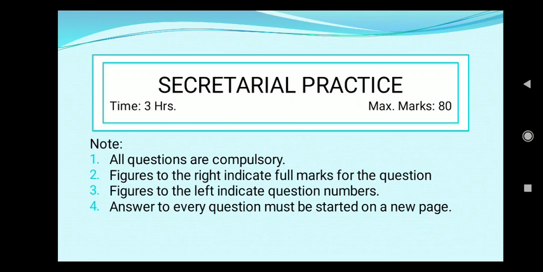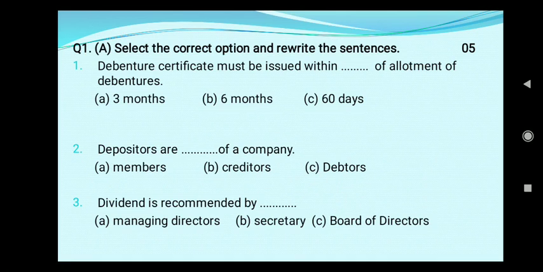Question number 1A. Select the correct option and rewrite the sentence. In the last lecture, we discussed how to write the objectives. Correct? Now, our first sentence: debenture certificate must be issued within dash of allotment of debentures. Options are A, 3 months, B, 6 months, and C, 60 days. What is the answer? 6 months.